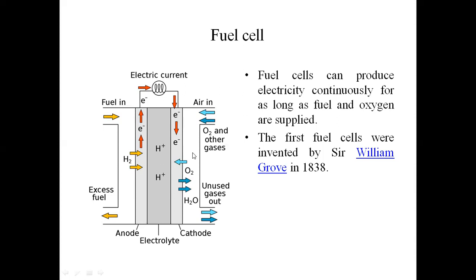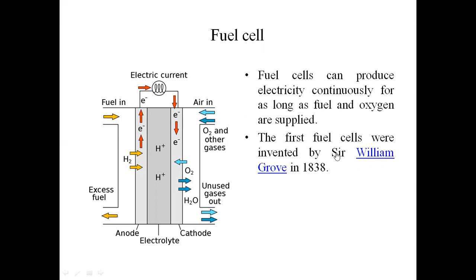Okay, the chemical reaction will happen in this circuit. Finally, electrical current will be produced, like in a battery. But the main difference is that a battery stores energy, with charging and discharging, while the fuel cell generates voltage and power continuously. Fuel cells can produce electricity continuously for as long as fuel and oxygen are supplied.